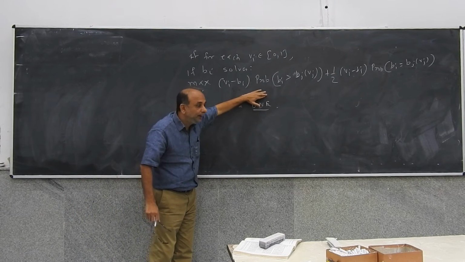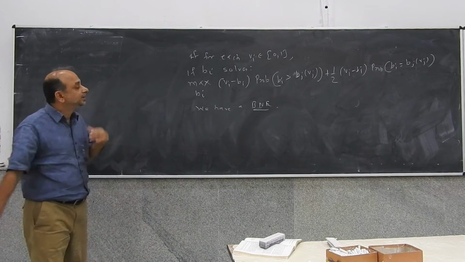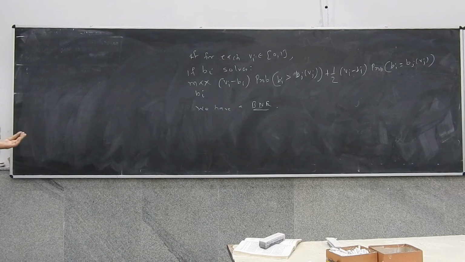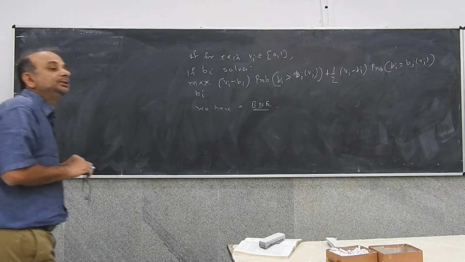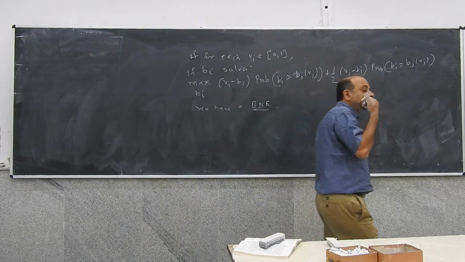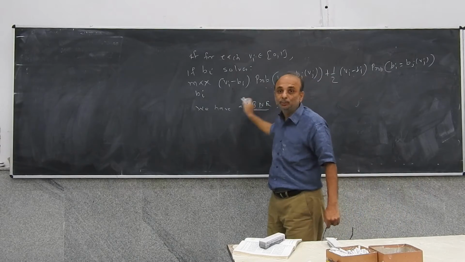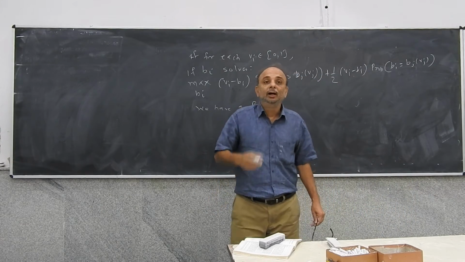This is the expected value of what you bid. Vi minus Bi times the probability that Bi is greater than Bj, plus half of Vi minus Bi times the probability that Bi is the same as Bj. If we can find a Bi which solves this and also a Bj which solves this, then we have a Bayesian-Nash equilibrium. That is, the bid that each person is making is maximizing the expected utility of that person given the optimal choices by other players and their beliefs, which are encapsulated in this probability structure about the other players.